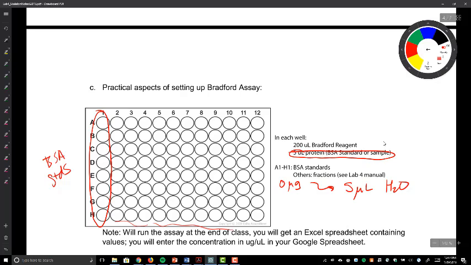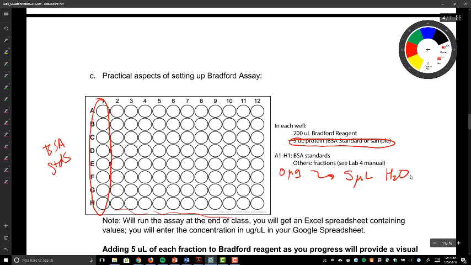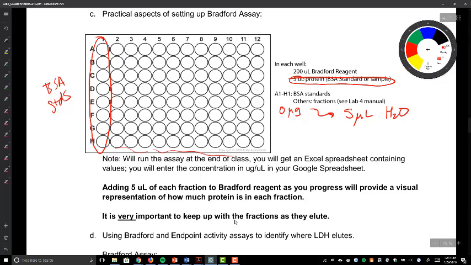Now, you're going to use the Bradford assay visually. Depending on the intensity of blue, that's going to tell you about how much protein is in that fraction, but you're not going to read your samples and actually use them quantitatively until the end of class, when we're going to run them on the plate reader. Again, I'm going to emphasize this. It's really important to keep up with your fractions as they elute. I recommend that you have one lab partner running the column and handling the fractions, and another lab partner be responsible for keeping up with the Bradford plate, and also running the activity assays.